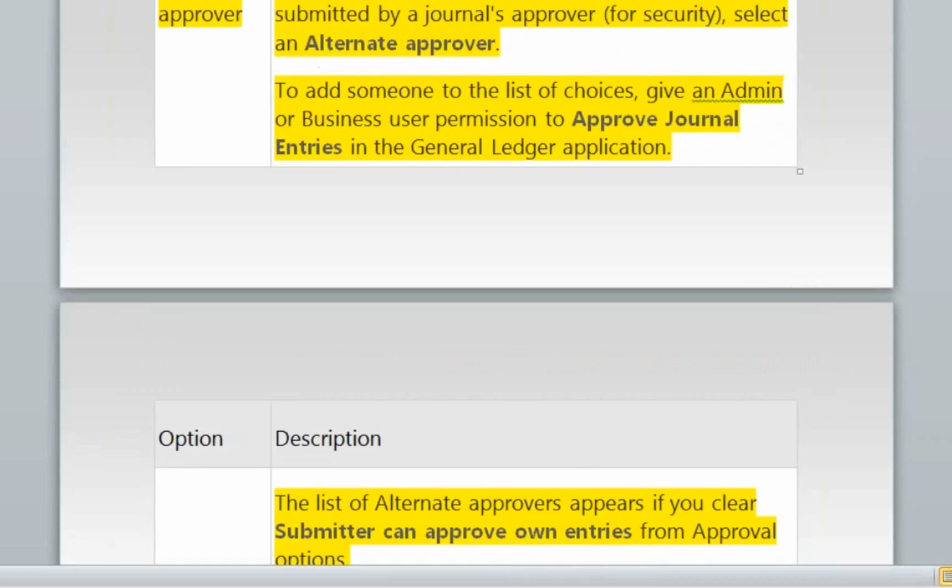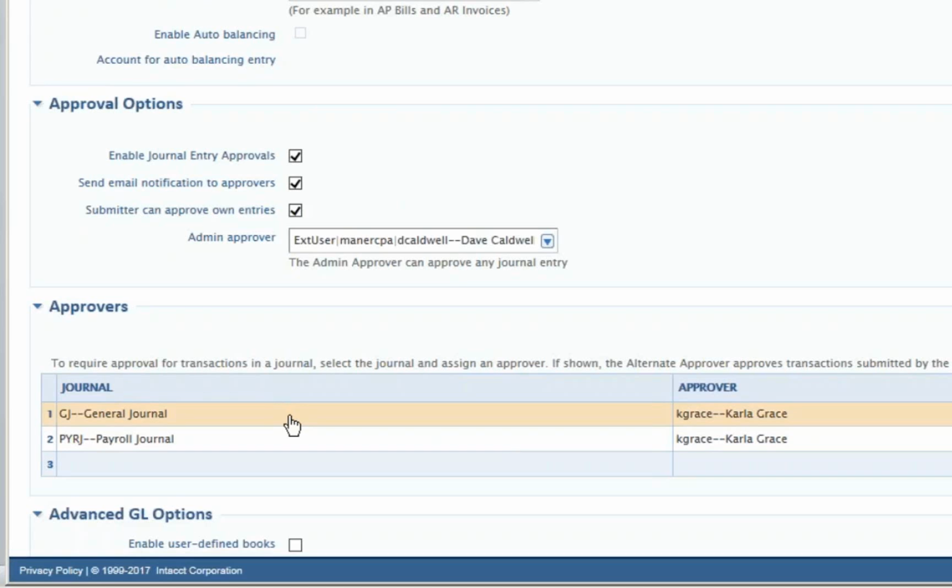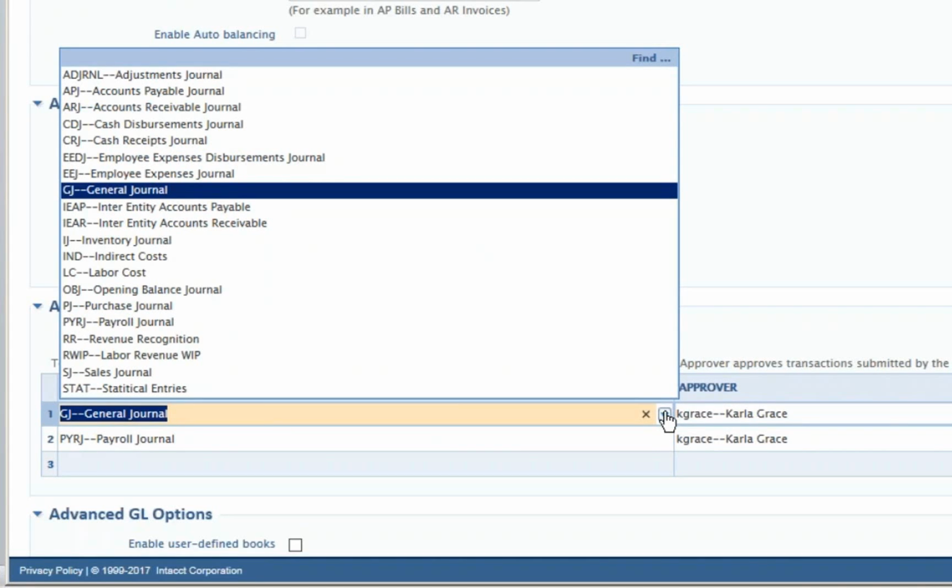So let's go back and take a look at that real quick. And now we're down in the approver section. If I open this up in this area, what you're going to see is a list of all the journals that have been set up in this part of the system. Now, these are journals either that were automatically created by Intacct when the system was first installed for you, or in some cases, journals that you may have set up, or during our training we agreed to set up together to house certain types of journal entries.